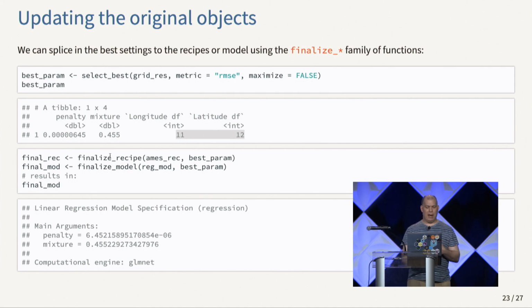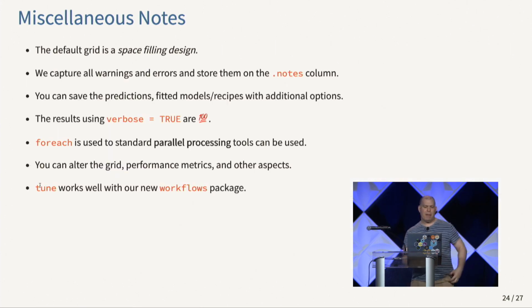And so we have these finalize functions that, if you give it the recipe that has the placeholders for the parameters and give it the best parameters, it just splices them back in as if you had specified them to begin with. So if you do that with the model and you print the model out, remember before it said 0.1 and 0.05, now here are the actual values, to whatever precision we have, that it thinks are best. And then you can just do the regular tidymodels stuff and refit this model and get to the place that you want to get to. So just some notes about that.